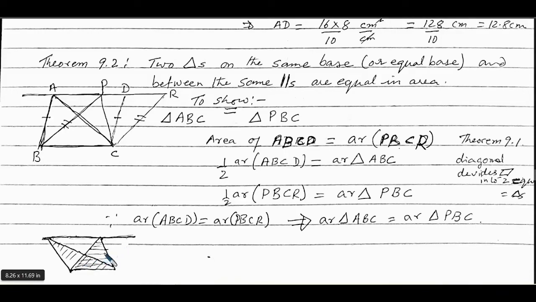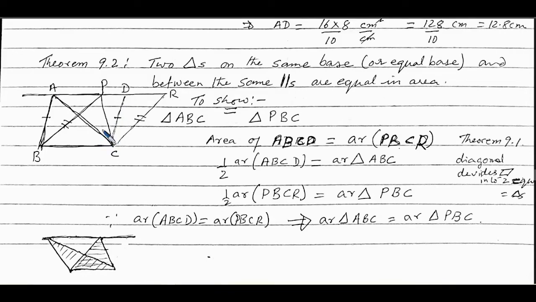Draw any two triangles with a common base, and they will have the same area. So we have to show that the area of triangle ABC is equal to the area of triangle PBC. Okay, so here's a trick: I extend this parallel line and draw one more parallel line parallel to this. So I get one parallelogram.